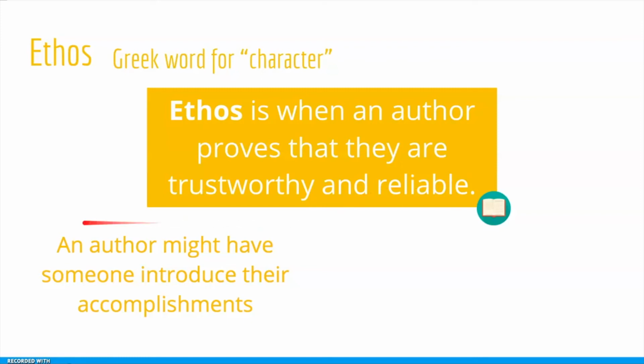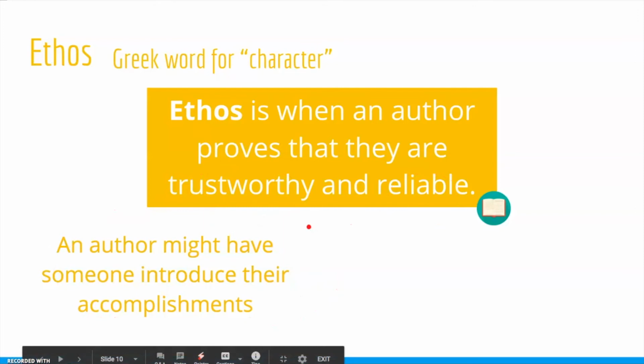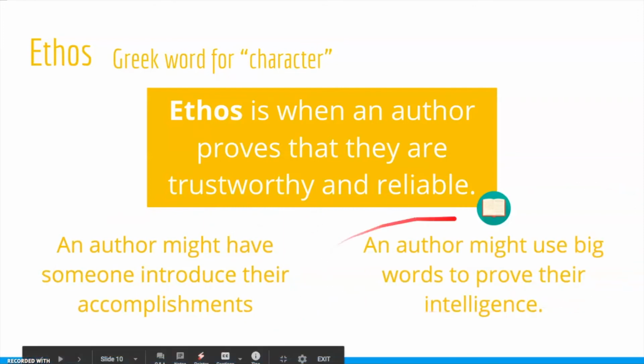The artist who's going to come out and sing, they're not trying to build themselves up. They're not trying to say, "Oh, I'm so trustworthy and reliable." They have somebody else do that, and it makes us trust the artist a little bit more. An author might also use big words to prove their intelligence. If you want people to take you seriously, you have to make sure you're using proper English so that they know you know what you're talking about.